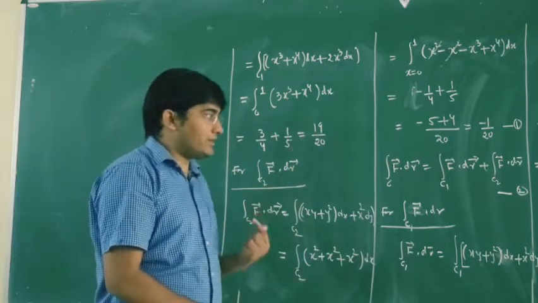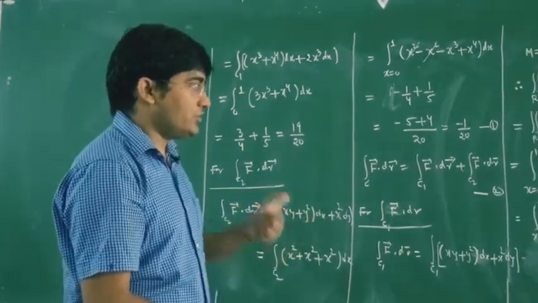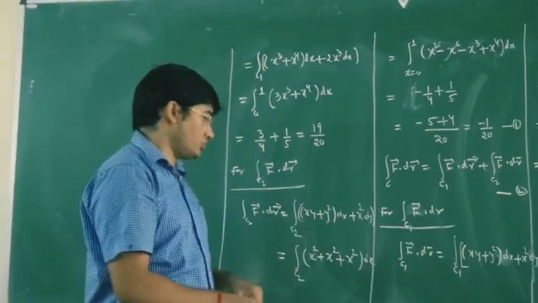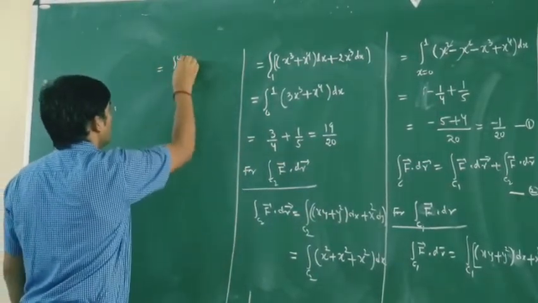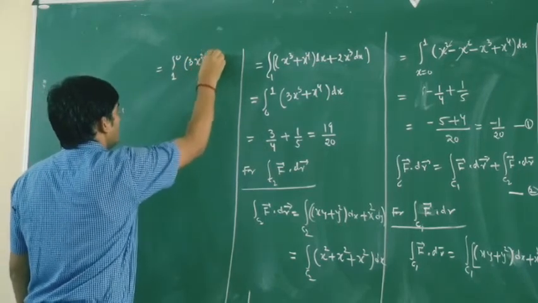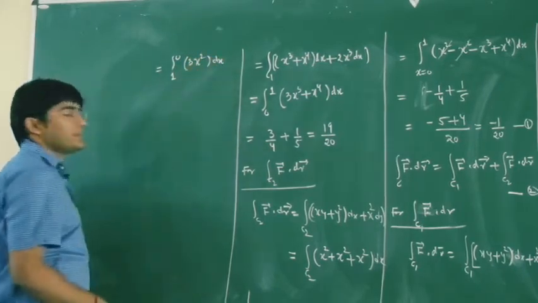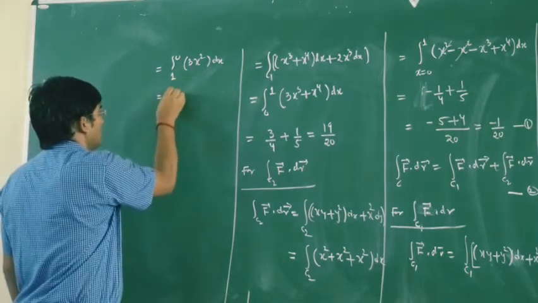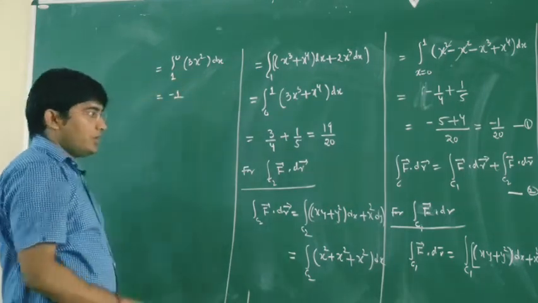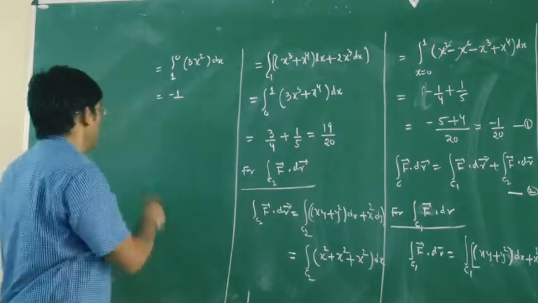Now for this curve C2, you can see that your limits of x are from 1 to 0. So this is equal to the integral from 1 to 0. Now in the bracket we have 3x square dx. Now the integration of x square will be x cube upon 3. So this 3 will get cancelled and this is equal to minus 1.